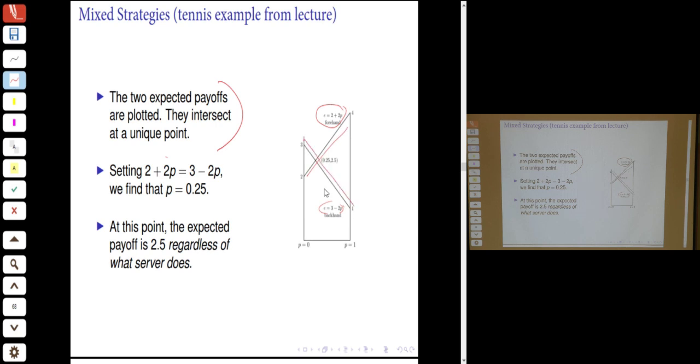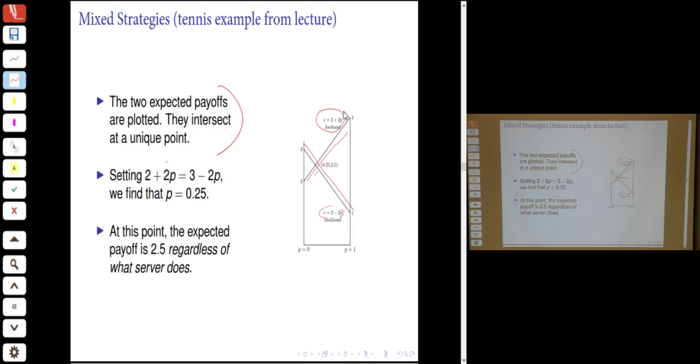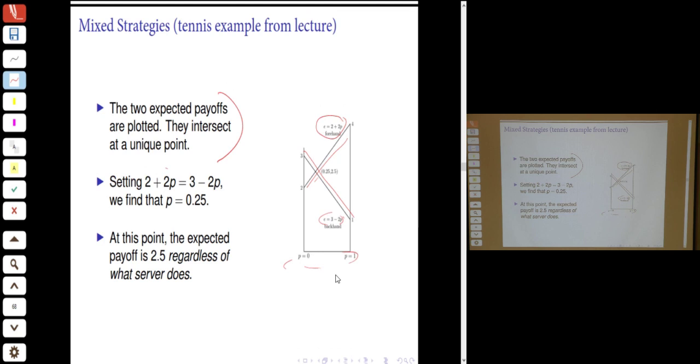Okay, so these are the two possible straight lines or graphs for the expected payoff depending on p, where the two different curves or two different straight lines are obtained because the other player might choose two different possible strategies, and there is one straight line or one curve for each strategy. Then you just look at the intersection of these two straight lines and solve for the value of p at that intersection. At this point, the expected payoff is 2.5 regardless of whatever the other player does.